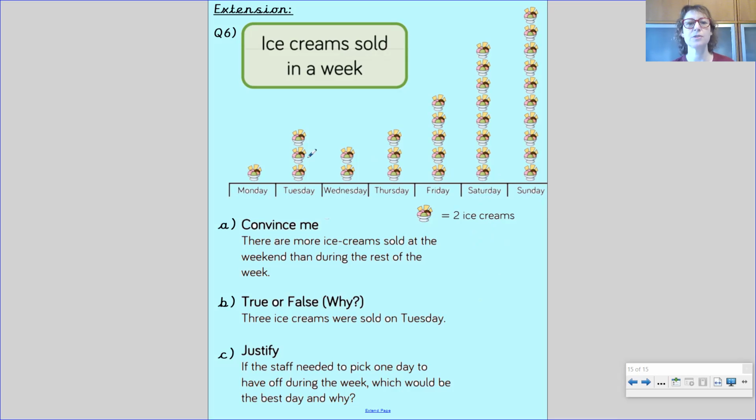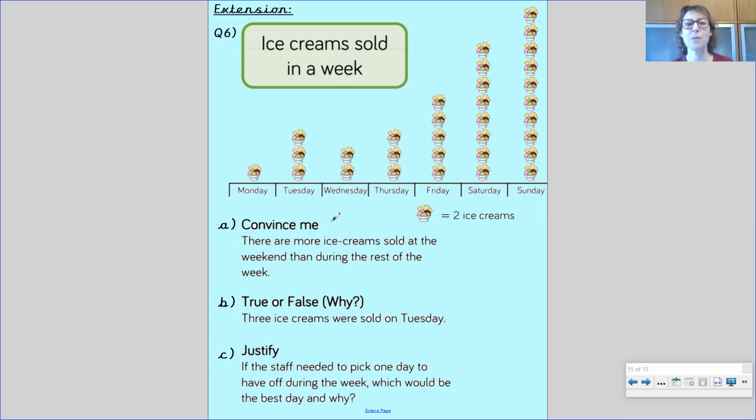3 ice creams were sold on Tuesday. There are your Tuesday ice creams. Is that true or false? And explain why. Yes, it's true, or it's false because, and you can explain. I'm not telling you. And then justify. This is a very exciting one.